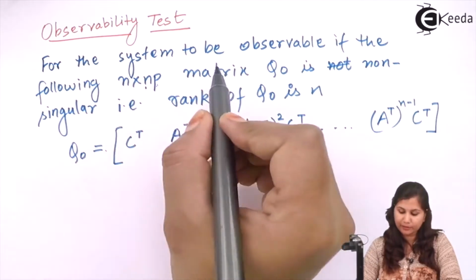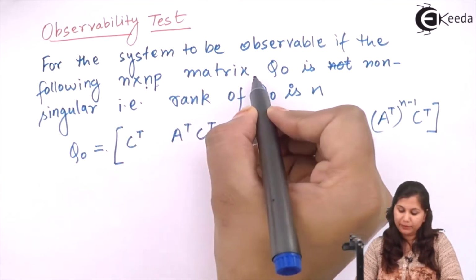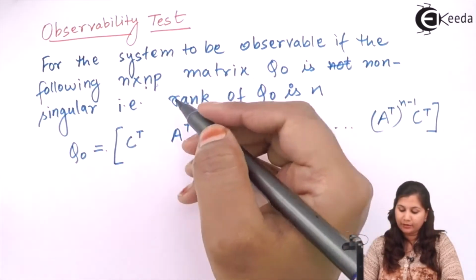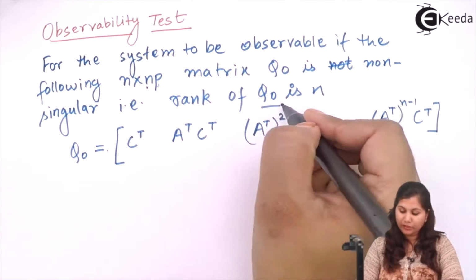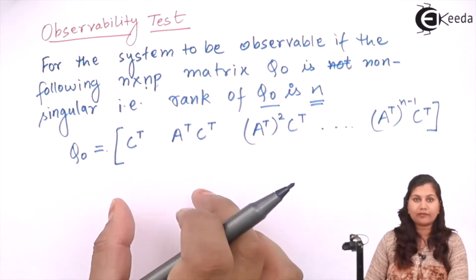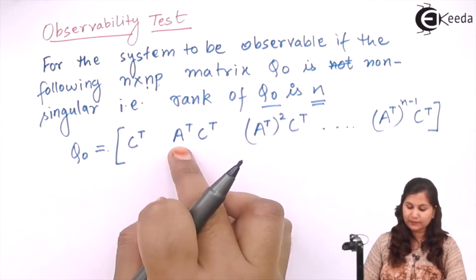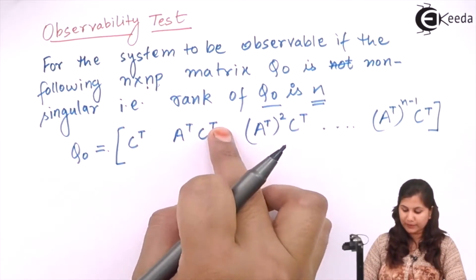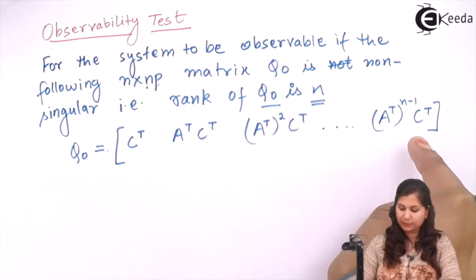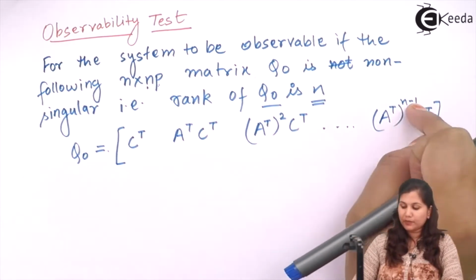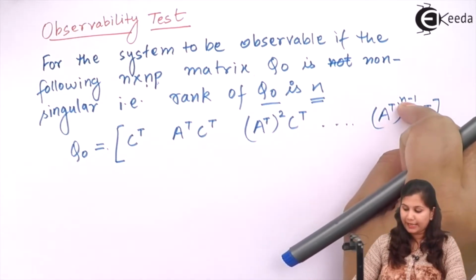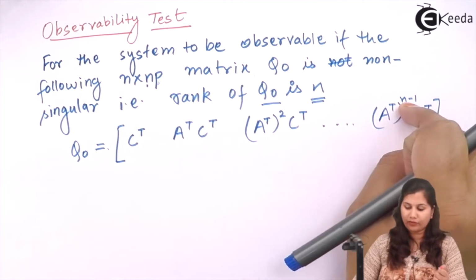if the following n cross np matrix, because there are p outputs and n state variables, so n cross np matrix Q naught, is non-singular, or we can say that the rank of this Q naught matrix is n, and this Q naught matrix is defined by C transpose, A transpose C transpose, then A transpose square C transpose, till A transpose to the power n minus 1 C transpose. Here n is the number of the state variables.